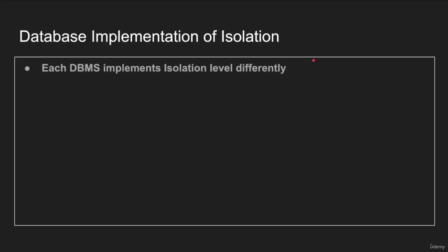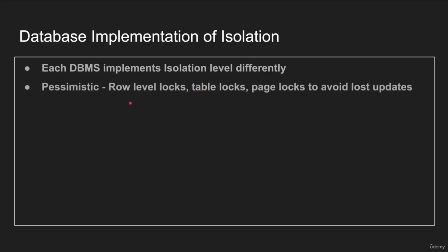Each DBMS implements isolation levels differently, of course. There is the pessimistic approach, which means pessimistic concurrency control. To be specific, it means I'm going to use locks, and I'm going to dedicate an entire section of lectures talking about locks. When you get to that, you're going to learn more about it.